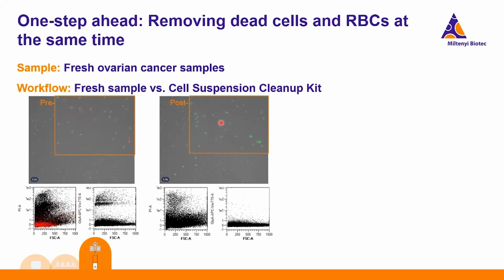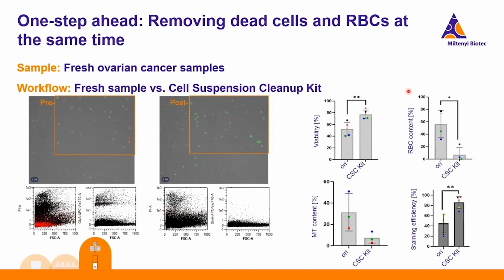And on the very right, you don't see that mixture anymore. So the dead cells are removed and also most of the erythrocytes are gone. And this is also supported by the flow panels you see beneath, where you have PI as well as glucophorin A expressed events here on top on the pre-cleanup sample, which are almost gone in your sample after you have performed the cleanup.